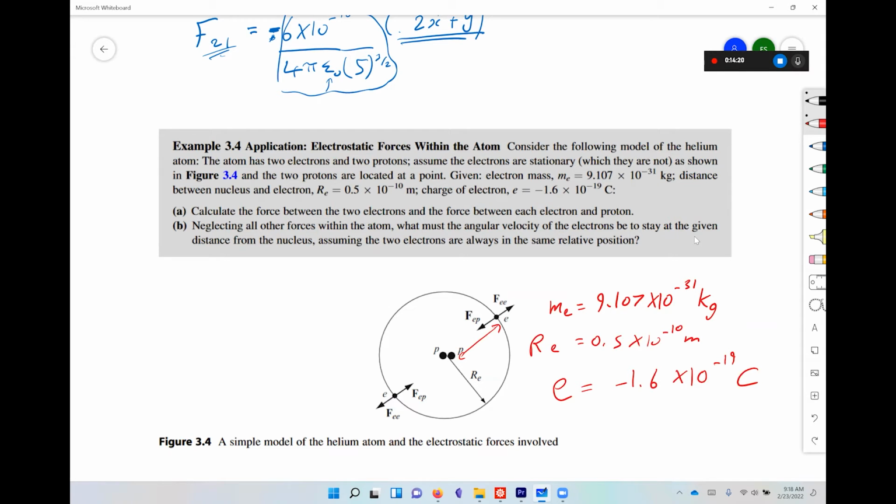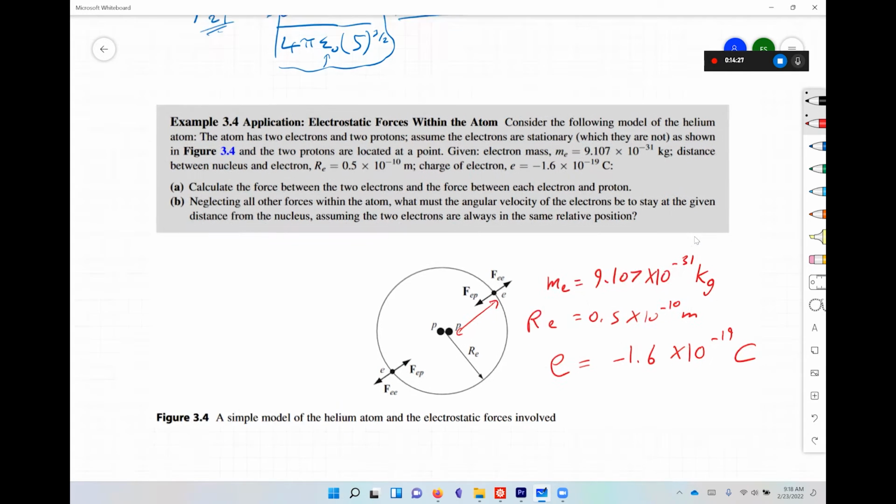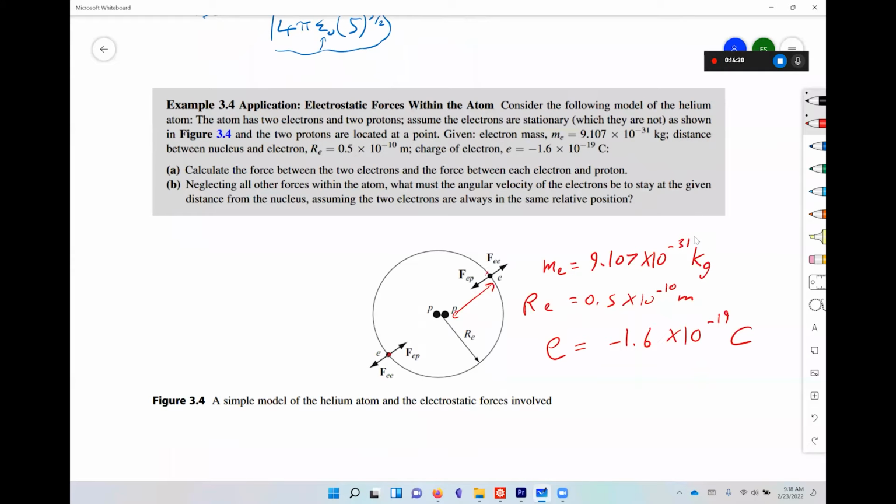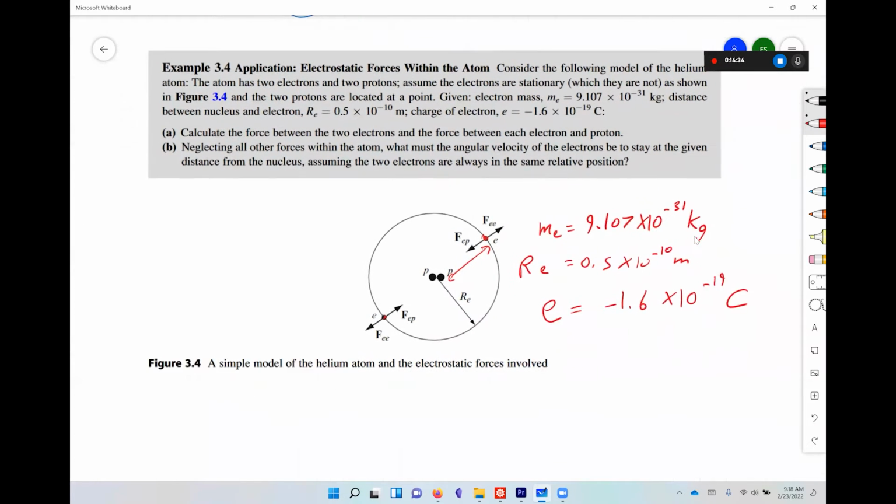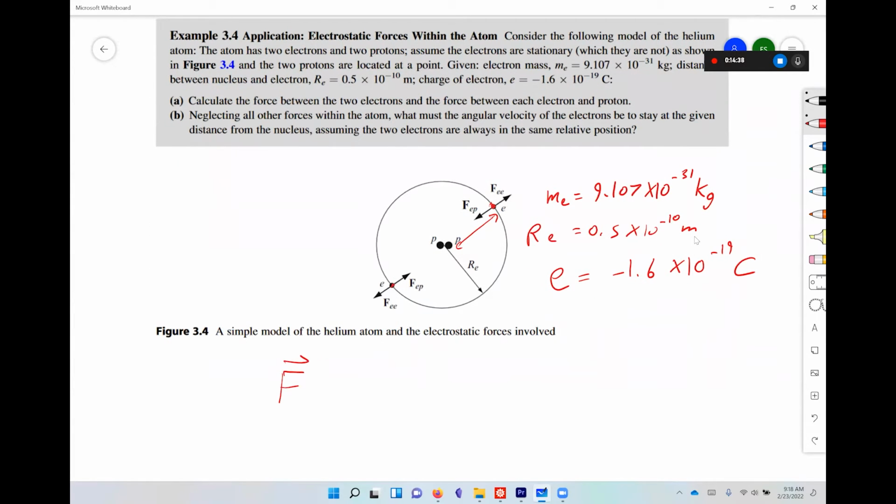Calculate the force between the 2 electrons and the force between each electron and proton. The assumption is that the electrons are opposite each other like that. So the force, let's calculate it as a magnitude, is going to be E squared over 4 pi epsilon naught, a repulsive force. The distance squared, which is 0.5 times 0.5, 10 to the minus 10. It's going to be 1 times 10 to the minus 10 squared, right? That's it. K is 1 over 4 pi epsilon naught. This is the magnitude of the force. This is the direction of the force, right?